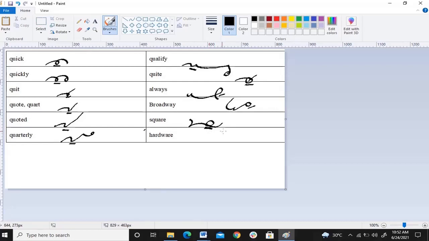Okay, next, hardware. So we have hard, A-R-D, A-R. Ulitin natin. We have A-R-D, A-R, and then your H, and then your W. So, ayan, ganyan yung hardware. Hardware. Okay, so that is how you stroke yung W in the middle of a word.